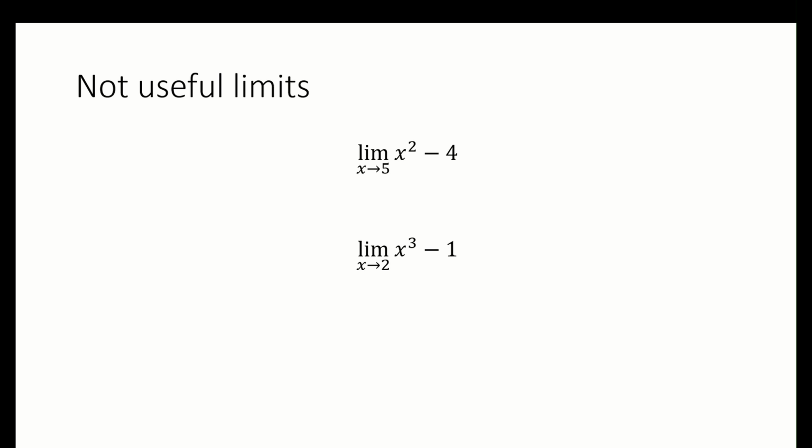As x approaches 5, this function is going to approach 21, 5 squared minus 4. As x approaches 2 in the bottom function, that y value is going to approach 7 because 2 cubed minus 1 is 7. So it's not useful to plug in 4.999 or 5.001 or 1.999 or 2.001, because that's not going to give us any different information than if we just plug in x equals 5 or x equals 2, okay? Where limits end up being useful is in functions like this.